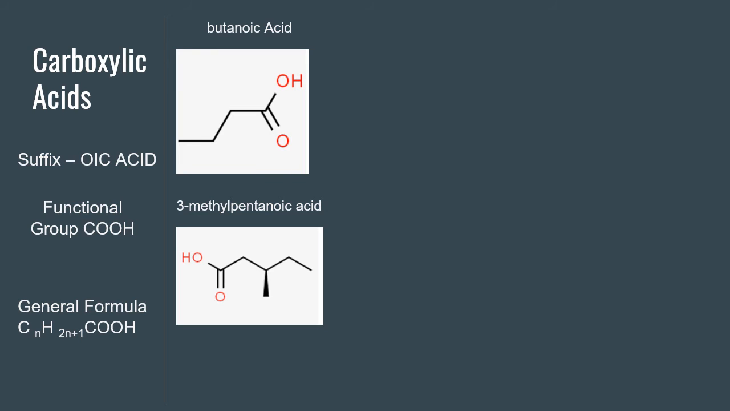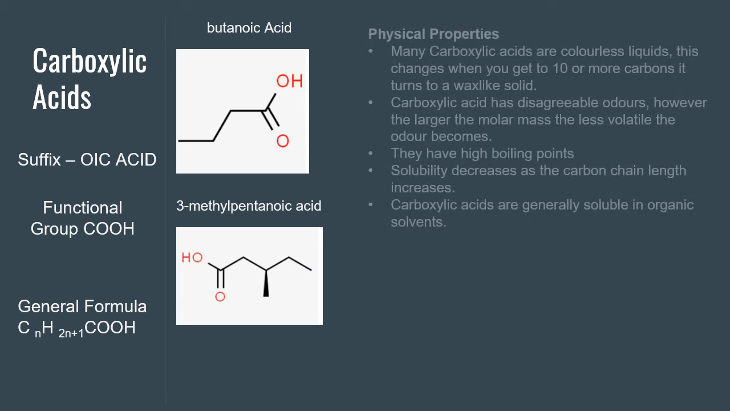There are 5 carbon atoms and they have a methyl branch coming off carbon number 3. So the name is 3-methylpentanoic acid. Many carboxylic acids are colourless liquids. They have disagreeable odours and they have high boiling points. Solubility decreases as the carbon chain length increases.